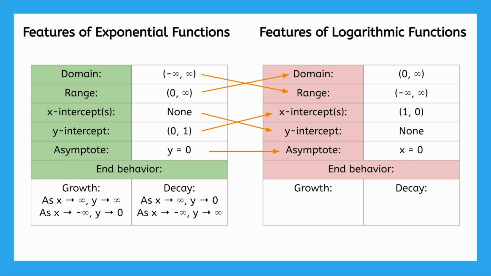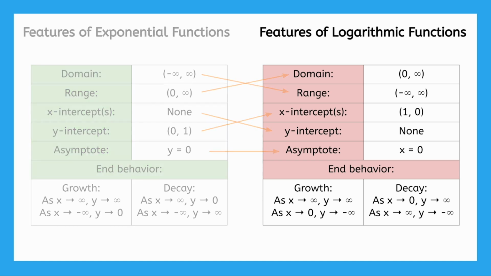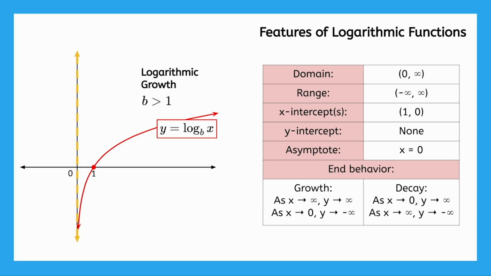As for end behavior, once again we have two types: logarithmic growth, which happens when the base is greater than 1, and logarithmic decay, which happens when the base is between 0 and 1. Inverting the end behavior statements, we get that a logarithmic growth function goes to positive infinity as x goes to positive infinity, which matches what we observed earlier in our graph.